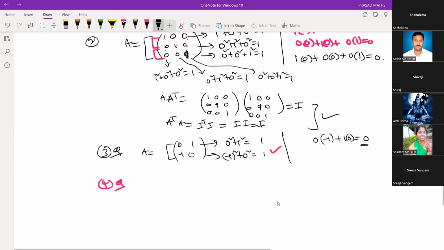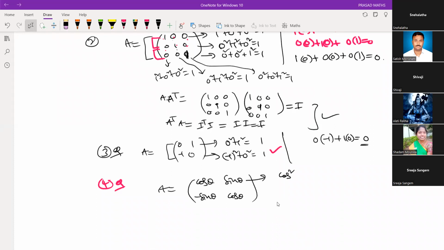Suppose you take A equals cos theta, sin theta, minus sin theta, cos theta. Is it orthogonal? Yes. Therefore, cos square theta plus sin square theta is equal to 1. Also, minus sin theta whole square plus cos square theta equals 1. Therefore, the sum of the squares of the elements of each row is 1.